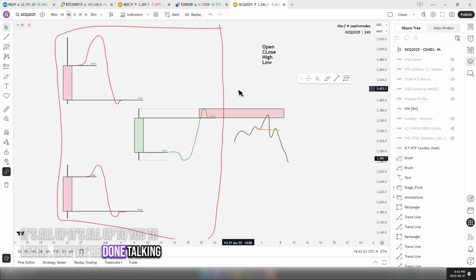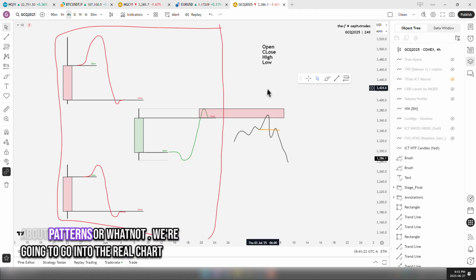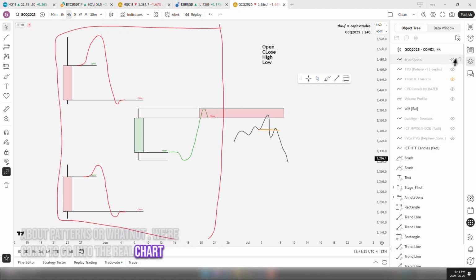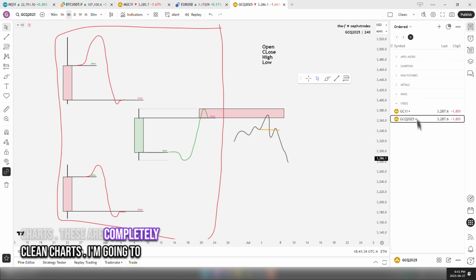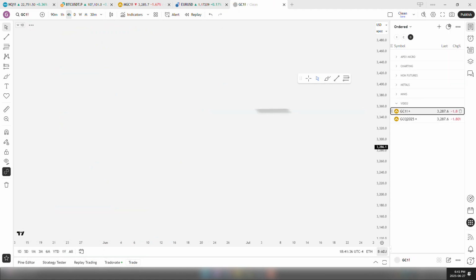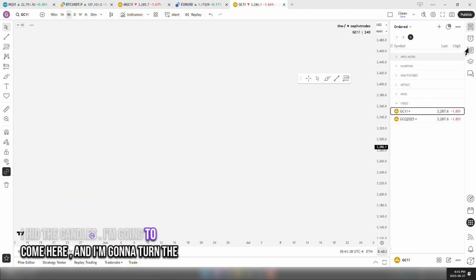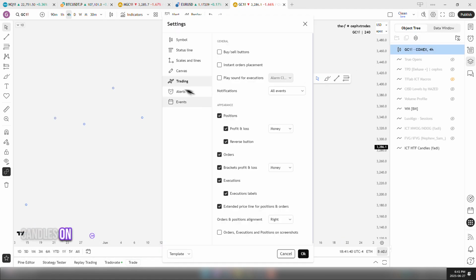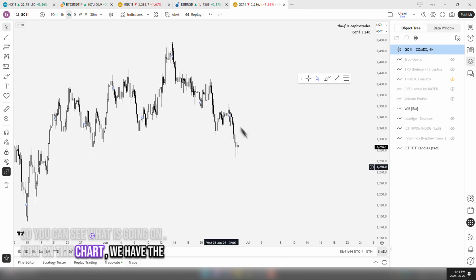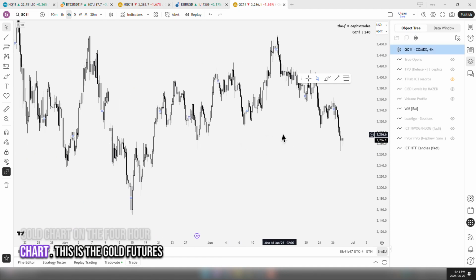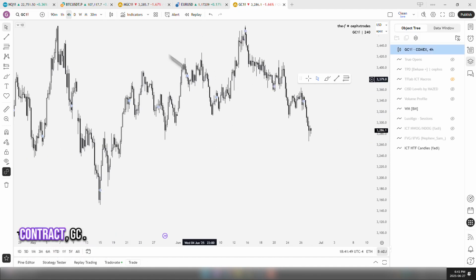Now, we're done talking about patterns and whatnot. We're going to go into the real chart and see how this plots. Now, you can see I just have these two charts. These are completely clean charts. I hid the candles. I'm going to come here and turn the candles on so you can see what is going on. Now, on this chart, we have the gold chart on the 4-hour chart. This is the gold futures contract, GC.